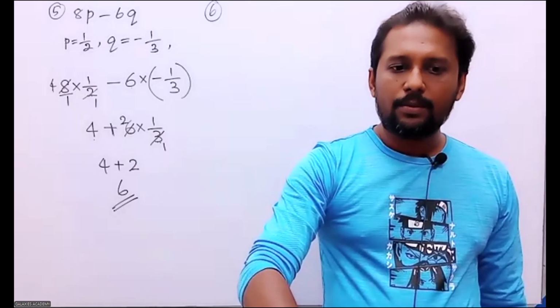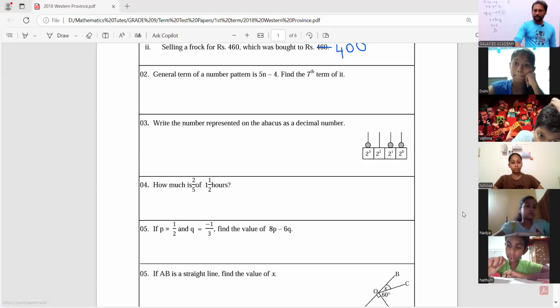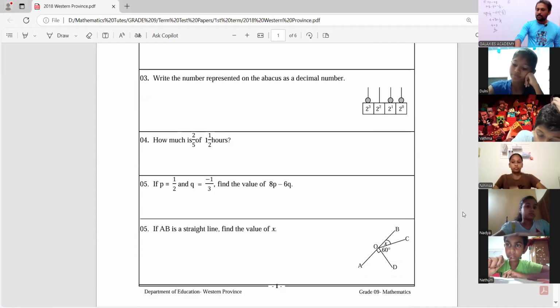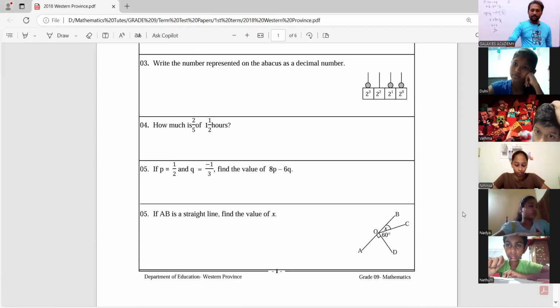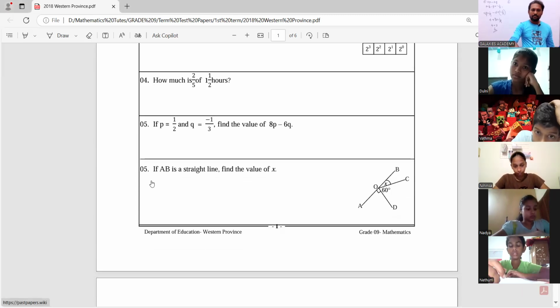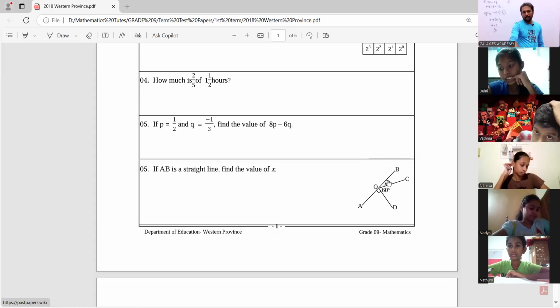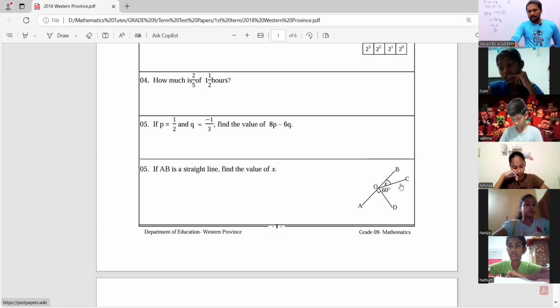Right, then let's go to number 7. 7 question given. Sorry, 6 question, no? 6 question given. If AB is a straight line, find the value of x. Right. AB is a straight line.